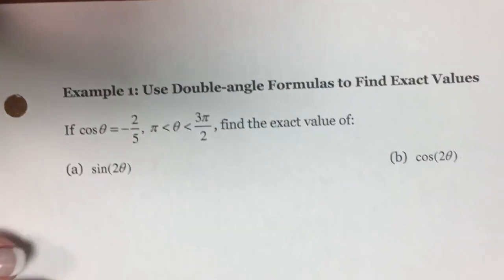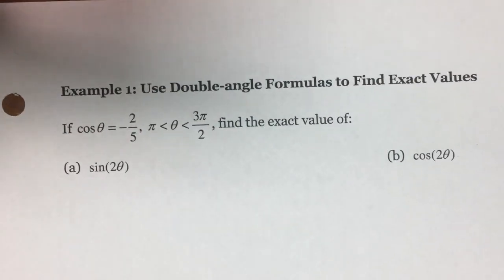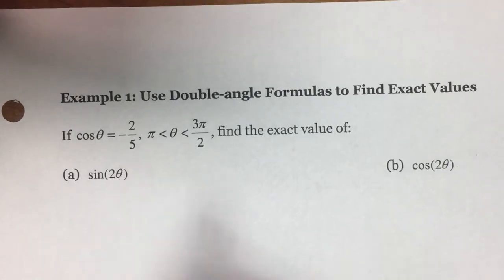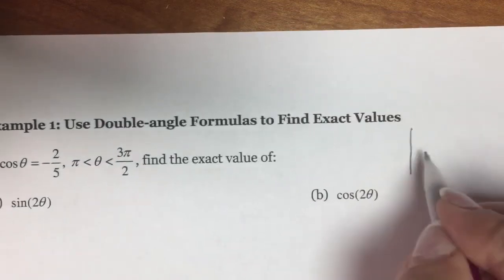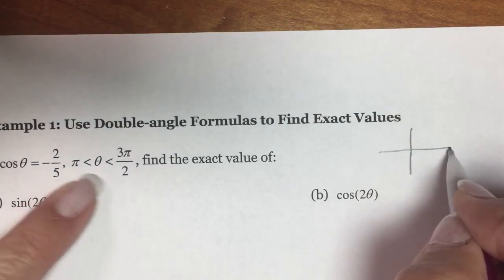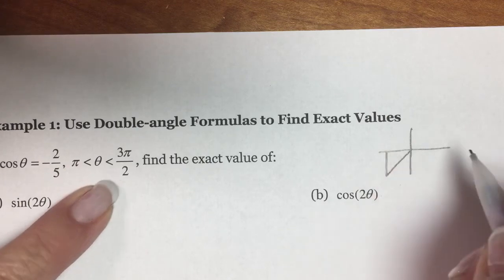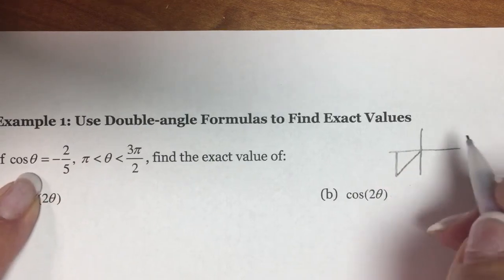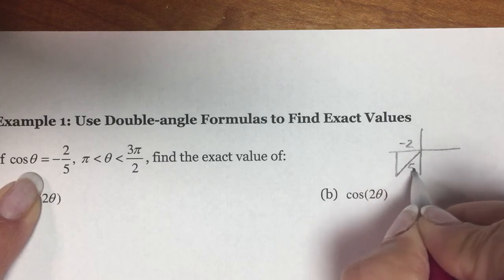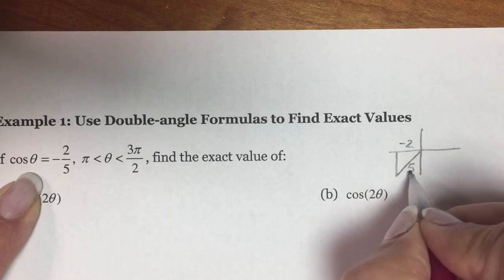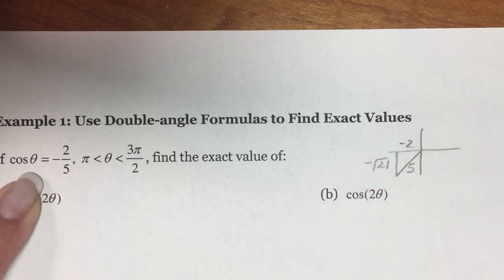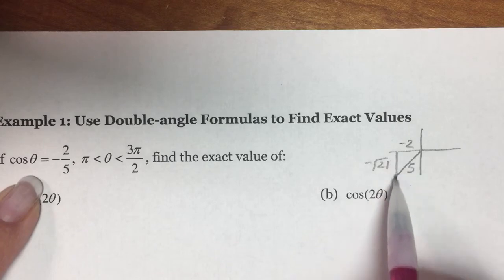All right, now let's go ahead and use them. Here we go. Just like we did before, except this time we only need 1 triangle. I'm going to draw a little picture over here. We know we're between pi and 3 pi halves, which tells me I'm in the third quadrant. I know the cosine of my theta is negative 2/5. This would be negative 2, this would be 5, adjacent over hypotenuse. If I use my Pythagorean theorem, I'm going to get that this is negative root 21. Notice it's negative because it's down.